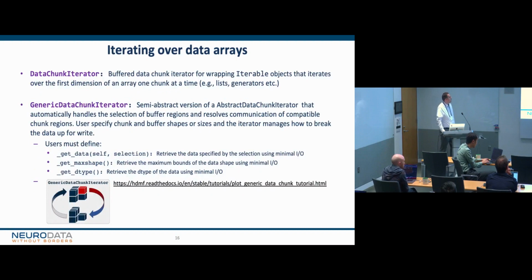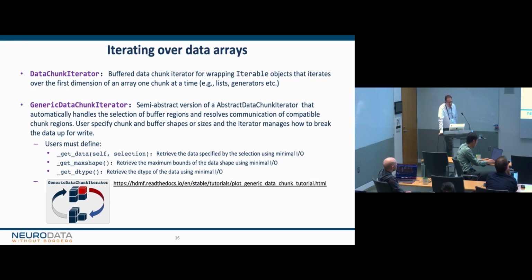And then there are additional convenience classes to help you with some of the most common cases, which are data chunk iterator and generic data chunk iterator. So data chunk iterator just implements a buffered write along the first dimension of a data array, and then generic data chunk iterator is a bit more of a generalization of that.